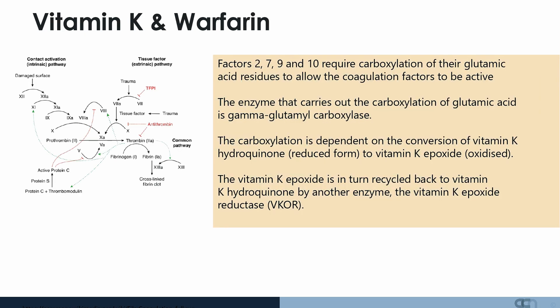Vitamin K plays an important role in the clotting cascade and is the target of warfarin. Factors 2, 7, 9 and 10 require carboxylation of their glutamic acid residues to allow these coagulation factors to be active. The enzyme that carries out this carboxylation process is gamma-glutamyl carboxylase.